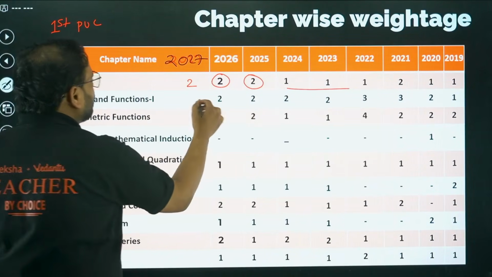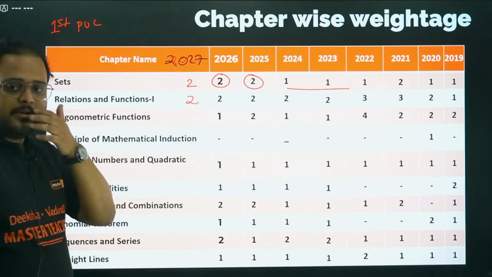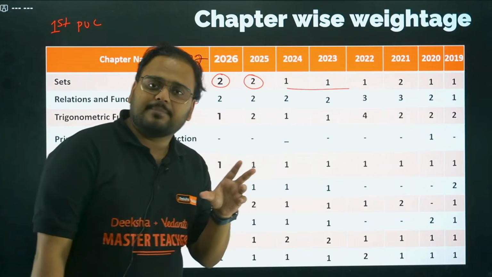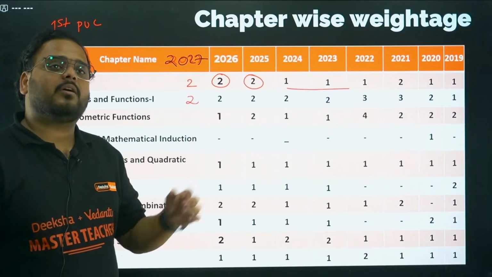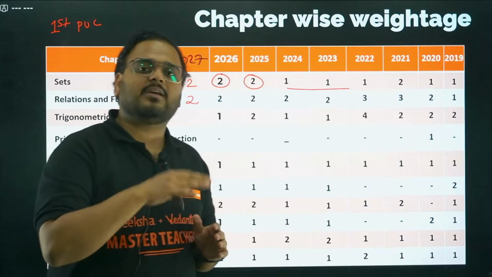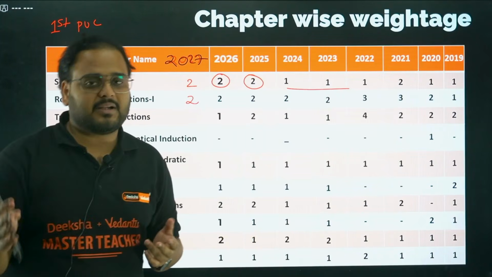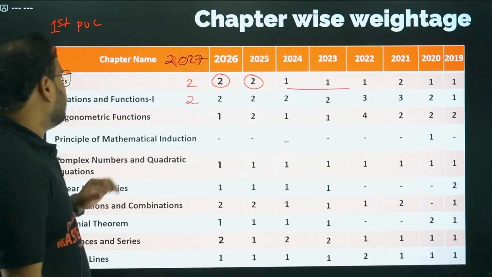Relation and function, 2 questions are constant every year from the PU1. One question will be on the domain side, domain or range question, and one will be on the relation, basically mapping type or ordered pair type questions, in relation and function.